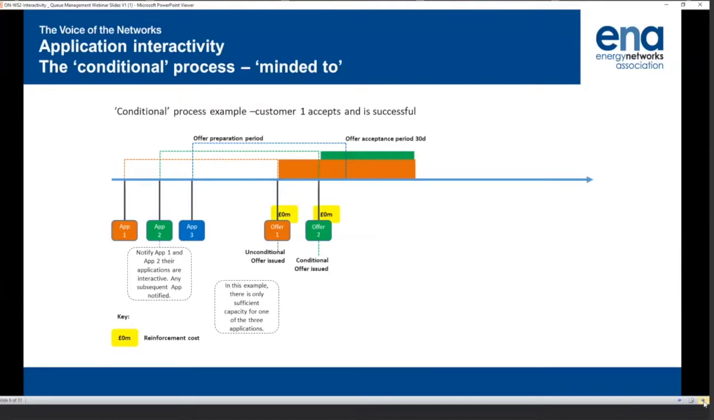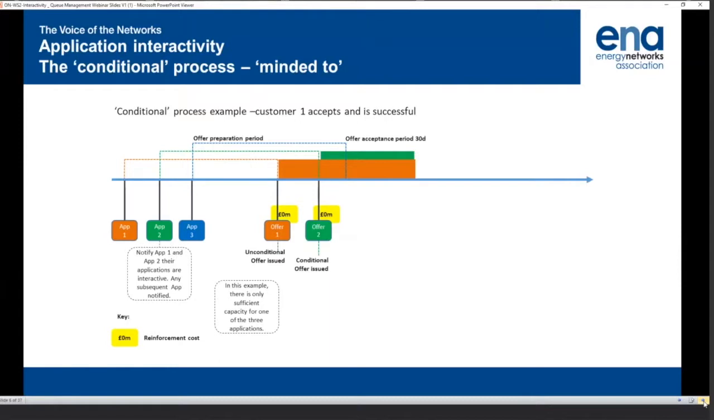Peter, sorry, there's just a little clarification that has come in. It's asking, does it assume that applications 1, 2, and 3 are coming within a week or so? Why isn't offer 1 made until all 3 are received? Yes, it could be the case that offer 1 could be made before offers 2 and 3 come in. It's just for the purpose of this example, we're assuming applications 1, 2, and 3 are fairly close together, maybe within a few days or a week or so.